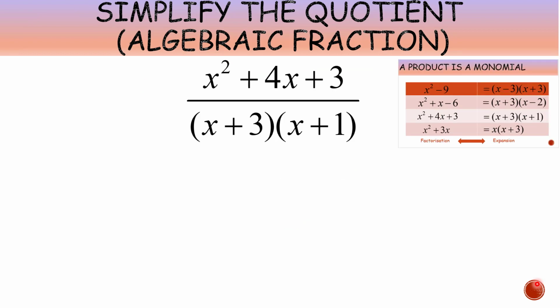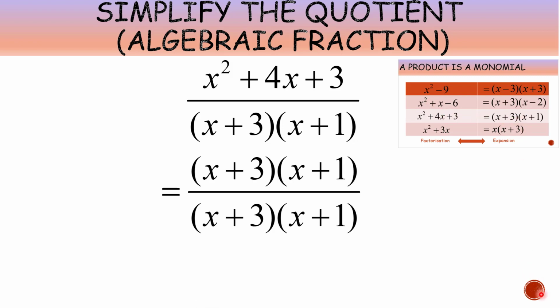What about this one? We already know that x squared plus 4x plus 3 is the same as x plus 3 times x plus 1. So now we've got only factors. And now we can divide because it doesn't matter if you first multiply or first divide. So the x plus 1 divided by the x plus 1 or the x plus 3 divided by the x plus 3 is 1. The x plus 1 divided by the x plus 1 is 1. So the answer is 1. How easy is that? So factorization helps us to simplify algebraic fractions.